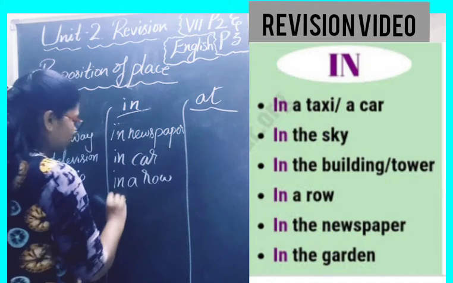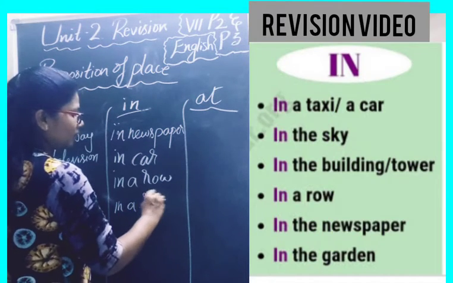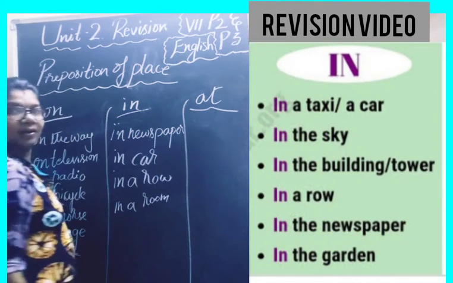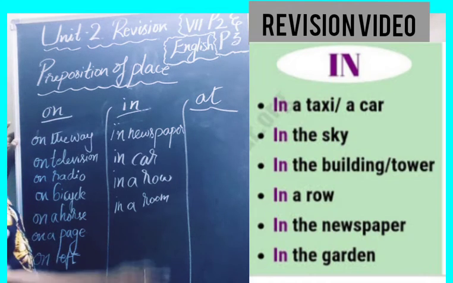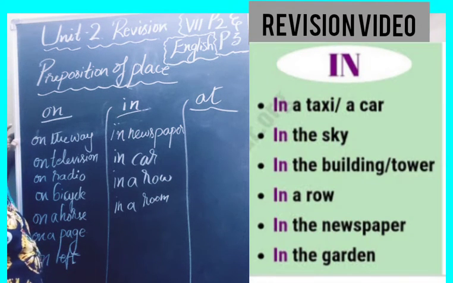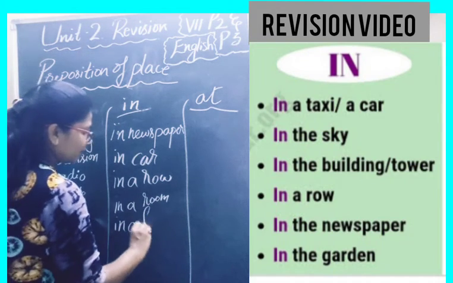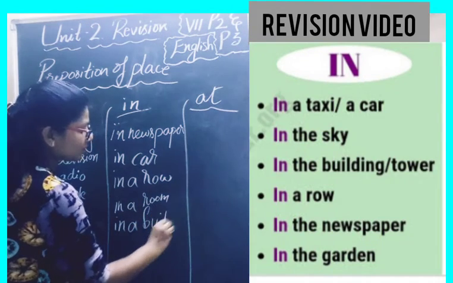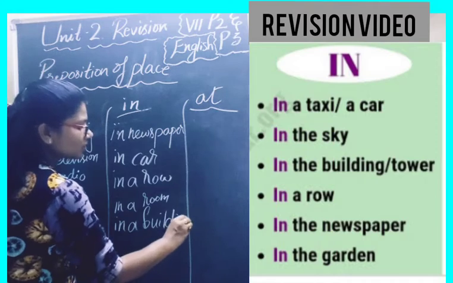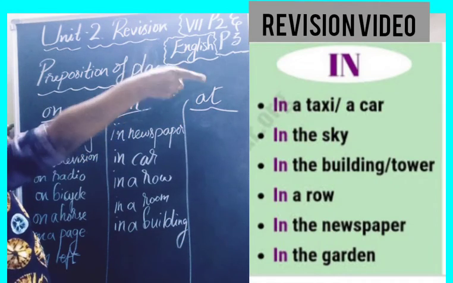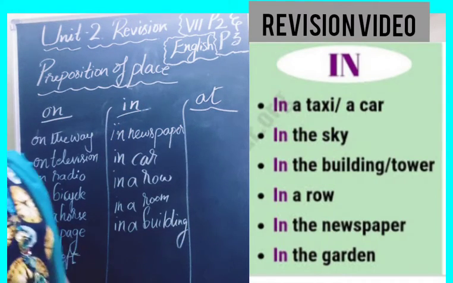in a building, in a room. You can say get in a room, get in the room. Getting means in a room, in a building. It's in that building. She's living on that building? No, in that building. She's living in that building.